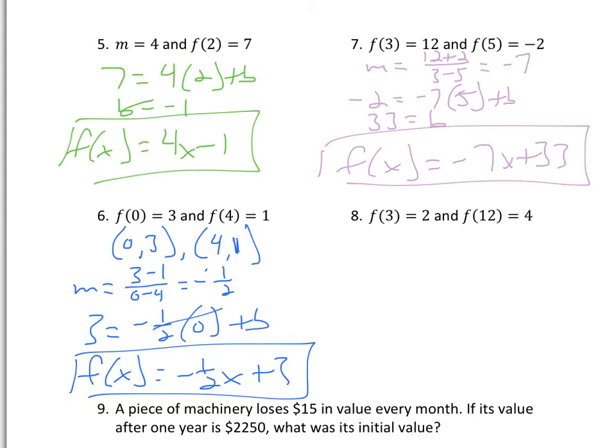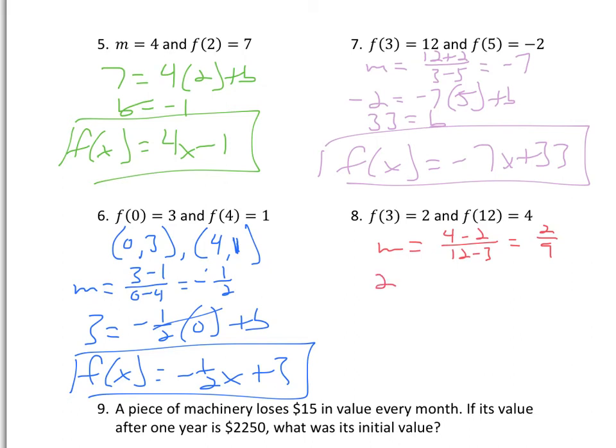Good stuff. And this last one with 2 points, we need to find our slope. 4 minus 2 over 12 minus 3. Make sure you're consistent in your x1, x2, and y1, y2. We have 2 over 9 as our slope. That sucks, but we deal with it.